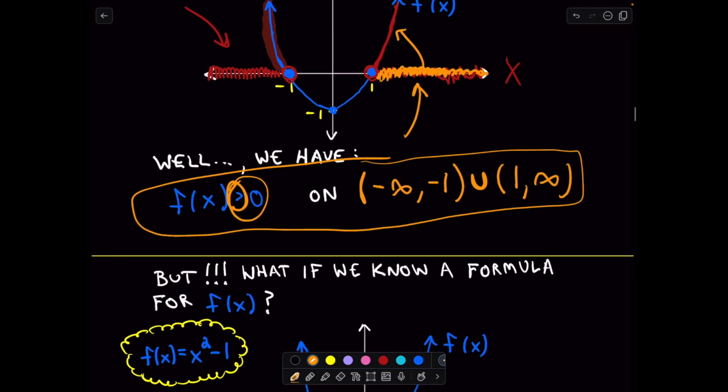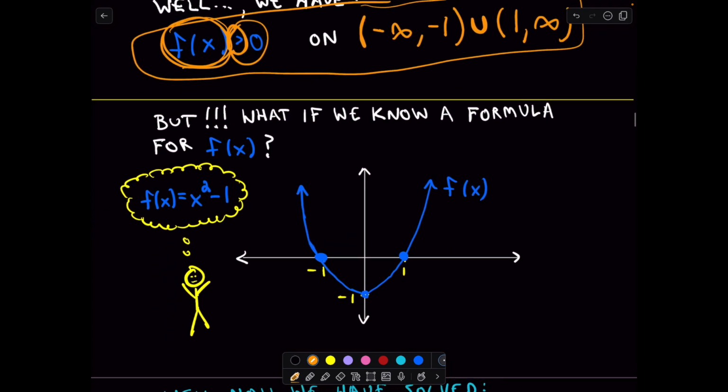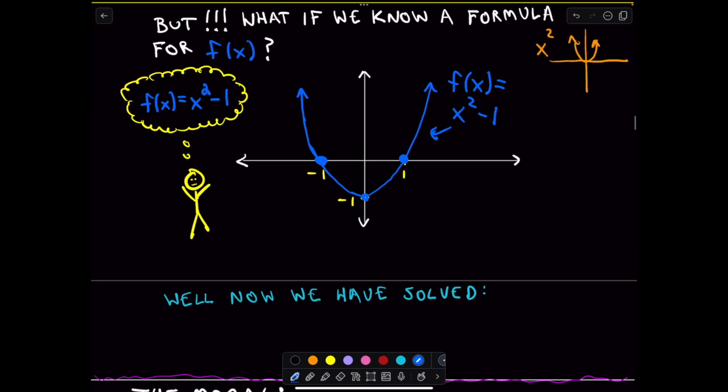Okay, well, that's if we're just using f of x generically. What if we know a formula for f of x? Now, you may recall x squared looks like a parabola, and it happens to be sitting right at the origin. And you may know that if you take 1 from that parabola, it just shifts it down 1 unit. So this is now the graph of, let's get rid of f of x here, because now I actually have a formula for it. I know that f of x is equal to x squared minus 1. That's this graph.